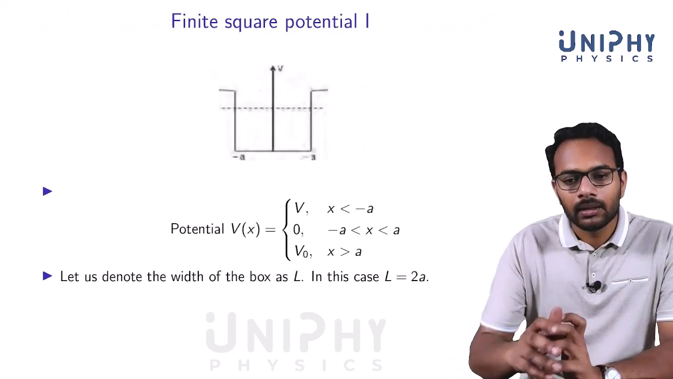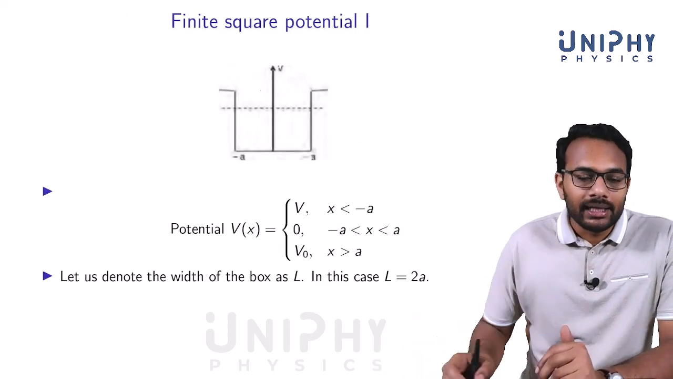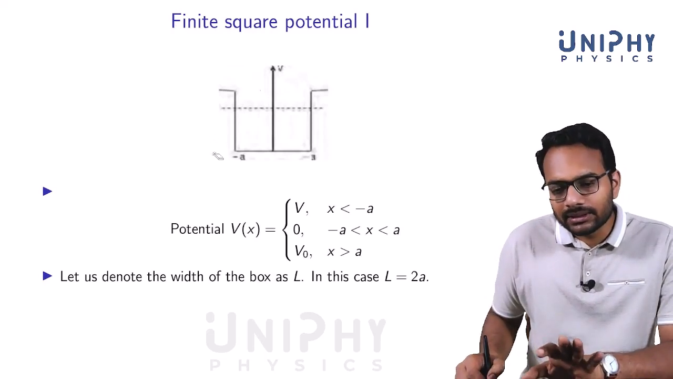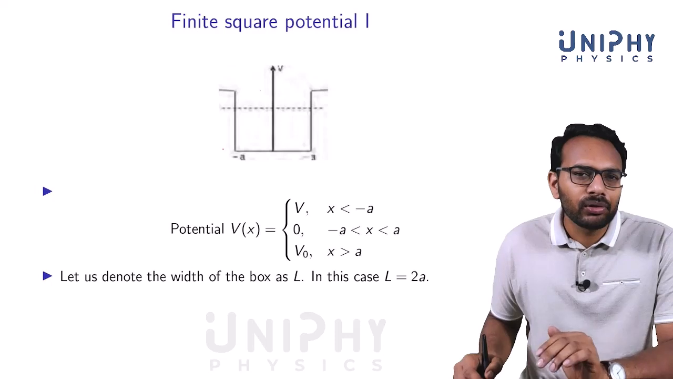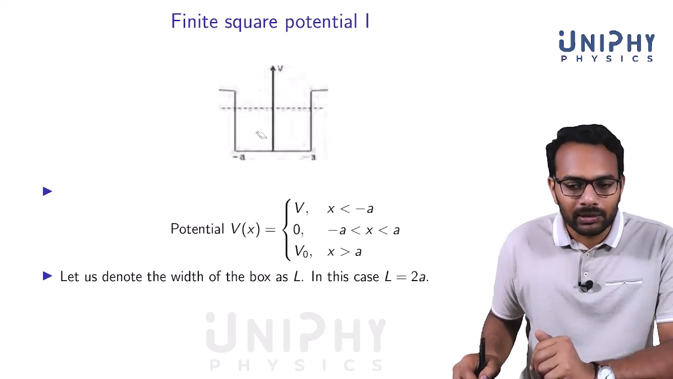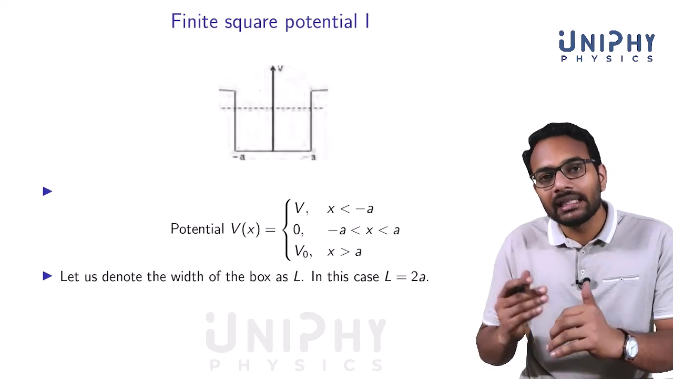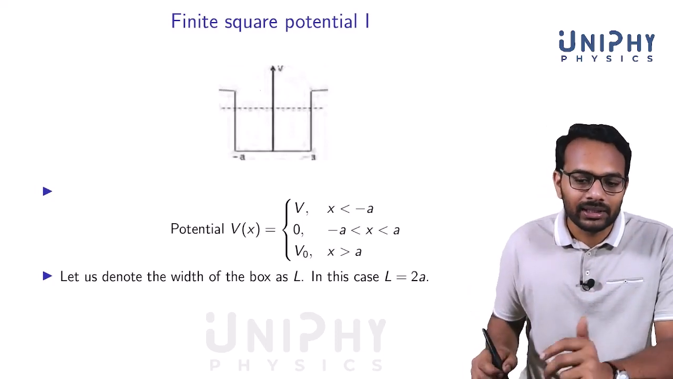Alright, now we go to finite square well potential. Finding the solution of this is a bit more involved when compared to the infinite square well potential. But we'll do only one kind of problem from here, where we find the number of bound states.